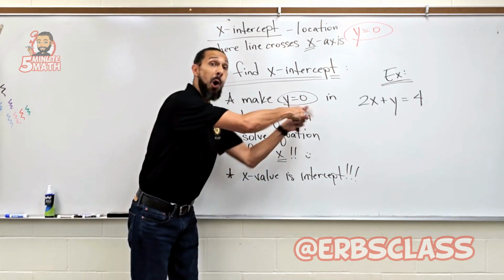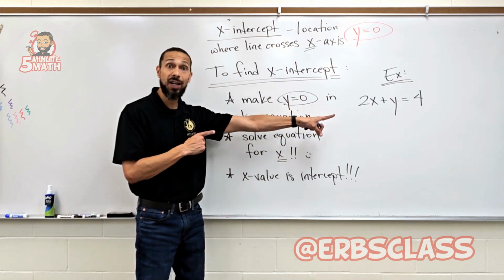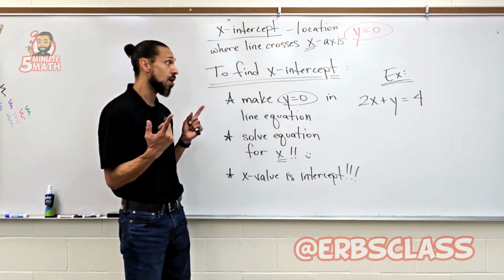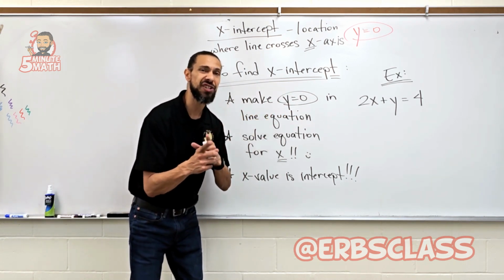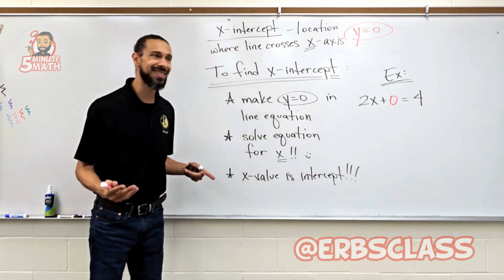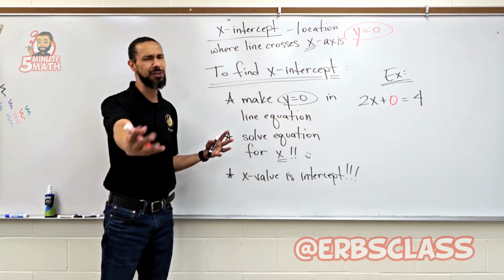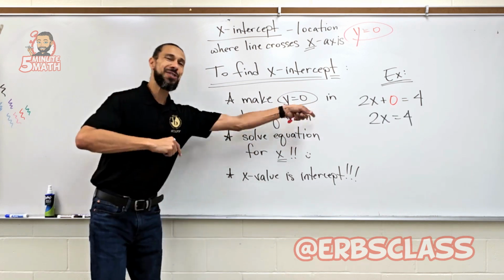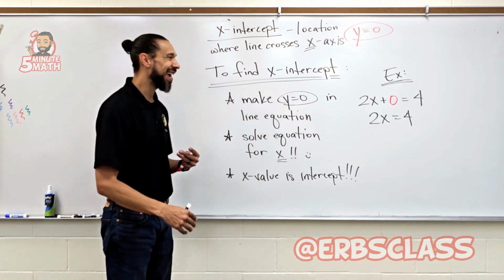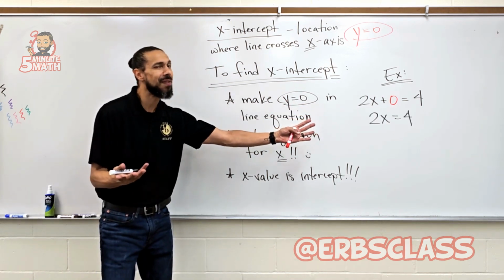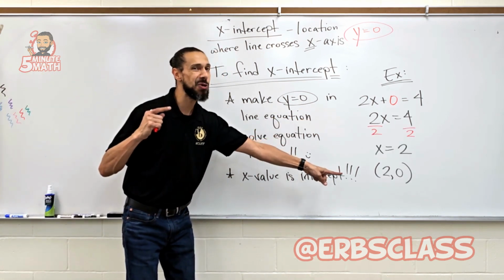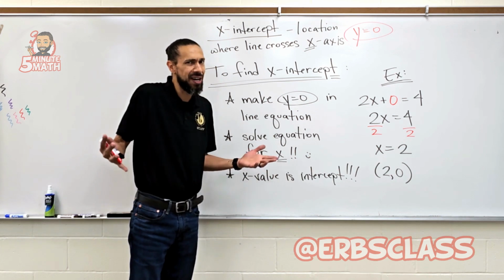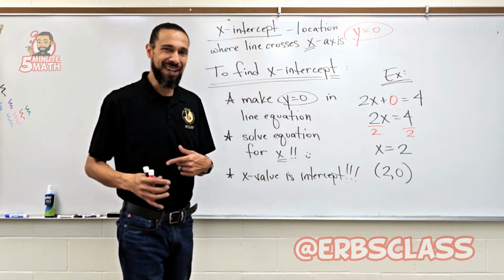Here's a line equation in standard form. I have to make y equal to 0, so I'm going to change my equation just like this. That y value is 0 now. 2x plus 0 is just 2x. To solve this, all you have to do is divide both sides by 2. So x equals 2, my x-intercept is 2, and the point where it is, is (2, 0).